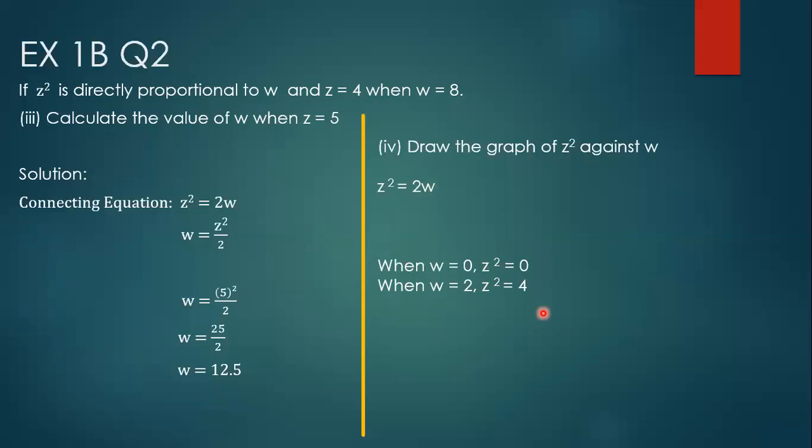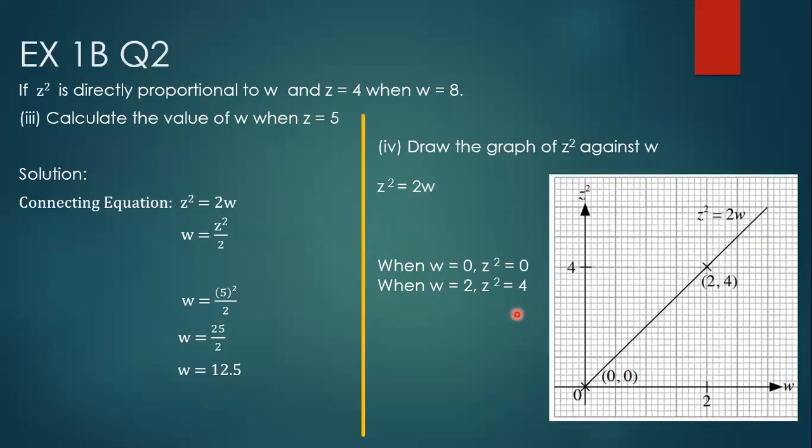Now if you take w as 2, that means here you put 2. So 2 2s are 4. That means z square will be 4. So the graph will look like this. Here you have got 0 and 2. And when x is 0, y is also 0. And when x is 2, y is 4.